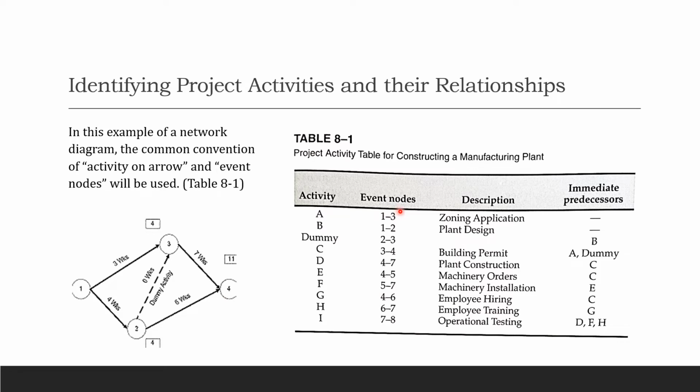So here, when you look at the event nodes, we have 1, 3, 1, 2, 2, 3, 3, 4, 4, 7, 4, 5, 5, 7, 4, 6, 6, 7, 7, 8. This is just an example. We're going to see the real one in my next slide. Here are the activities. We're going to code them.